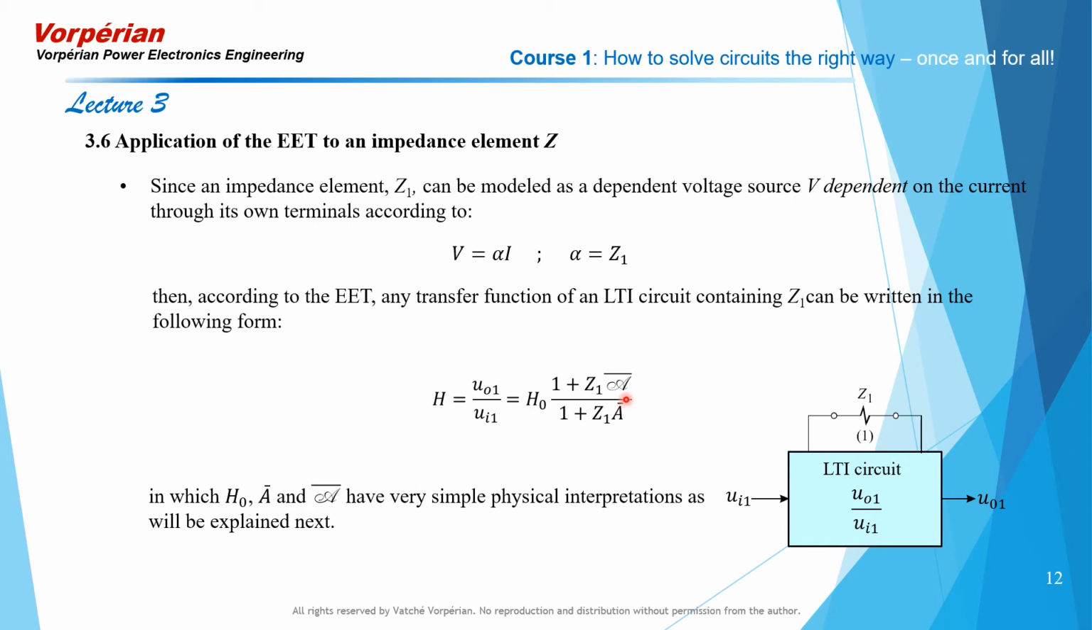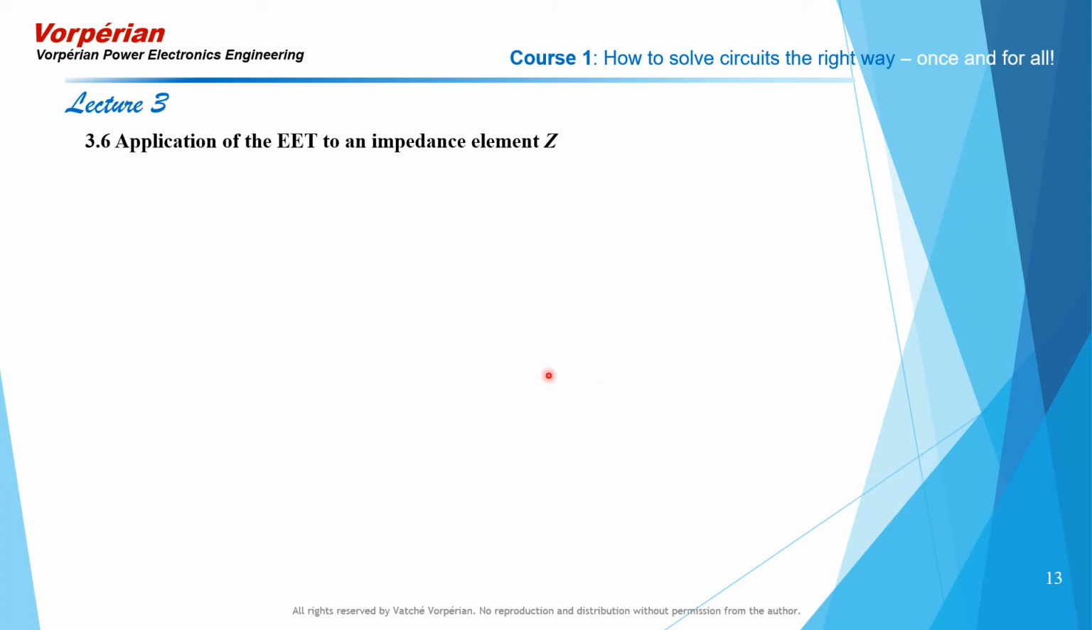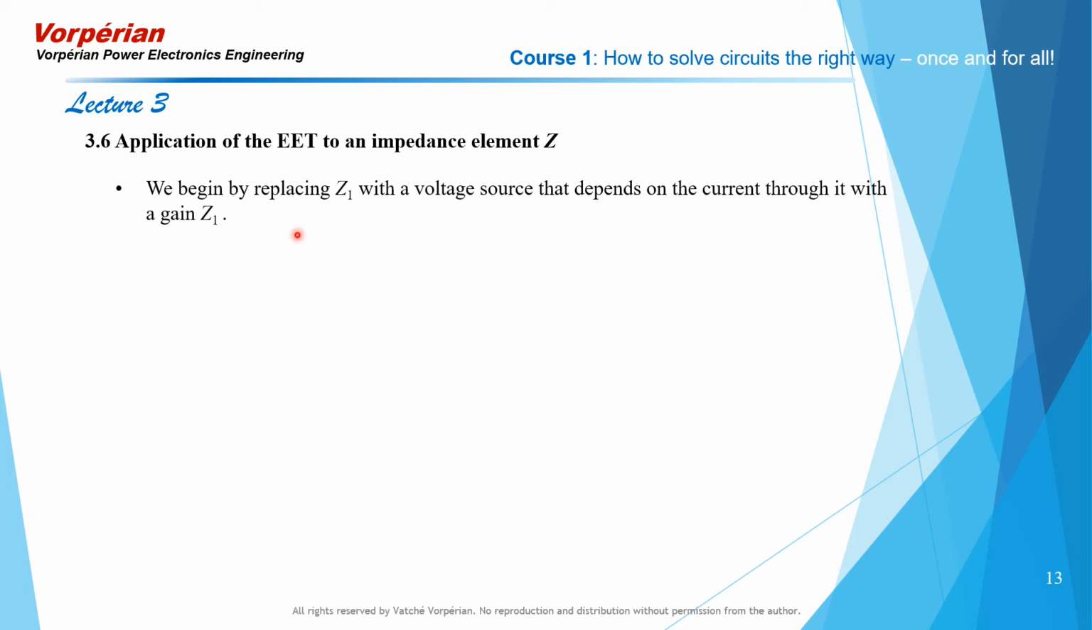Then you reinstate that element Z1 into the final answer by doing 2 additional calculations: the null inverse gain with respect to Z1, and the inverse gain with respect to Z1 with the excitation set equal to 0. And we're going to show each one of these, H0, Roman A bar and script A bar, on the block diagram in the next few slides. Let's begin with replacing Z1 with the voltage source that depends on the current through it with a gain Z1.